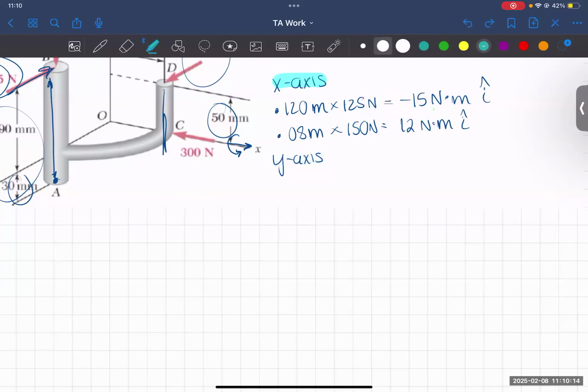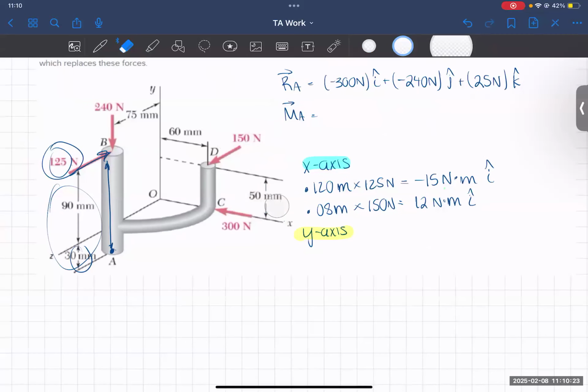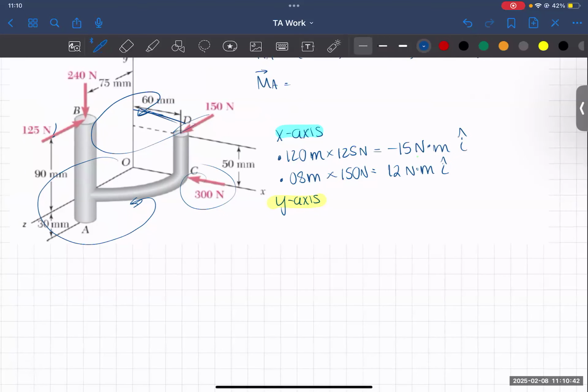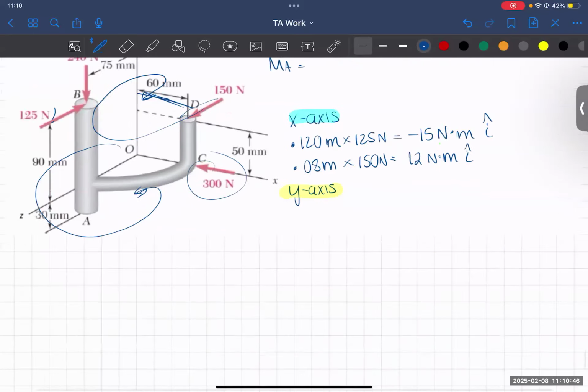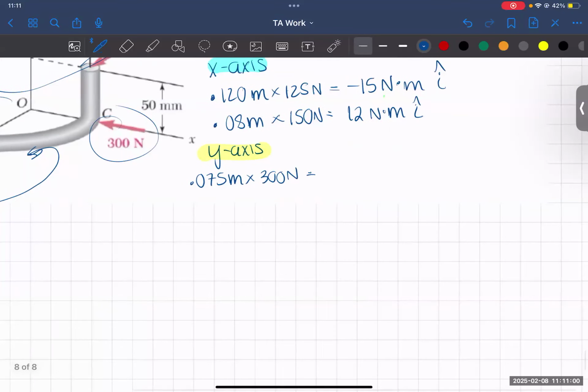Y-axis, we'll get a different color. So let's see what generates a moment along the y-axis. In this case, we have this 300 newtons, which makes it rotate this way. And then we also have this 150, that makes it rotate this way. Let's see the distance as well, 60. So for the 300, we get 0.075 meters times 300 newtons. We end up with positive 22.5 newton meters j hat. Then we get 0.06 meters cross 150 newtons. That gives us a negative 9 newton meters j hat.